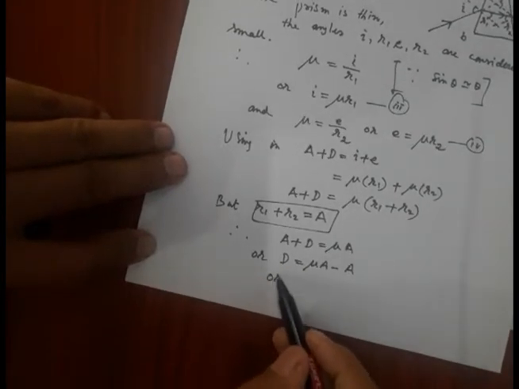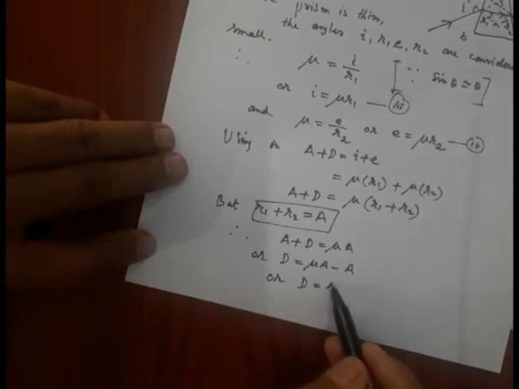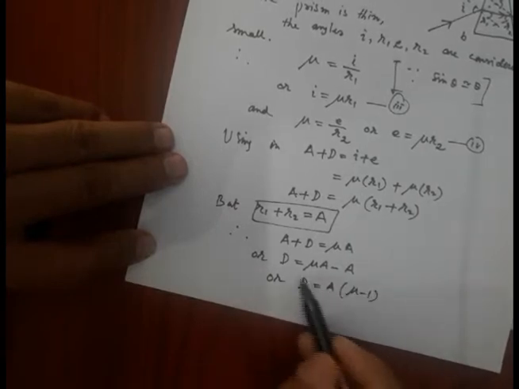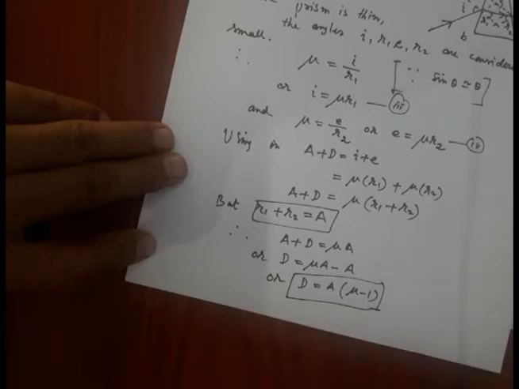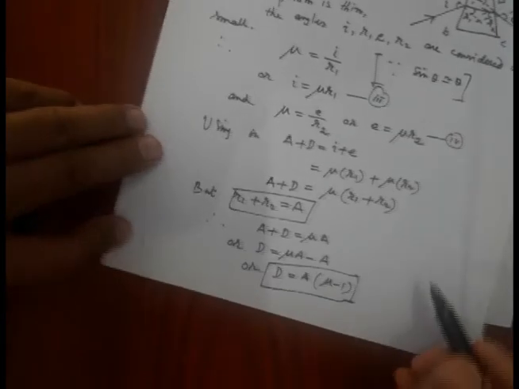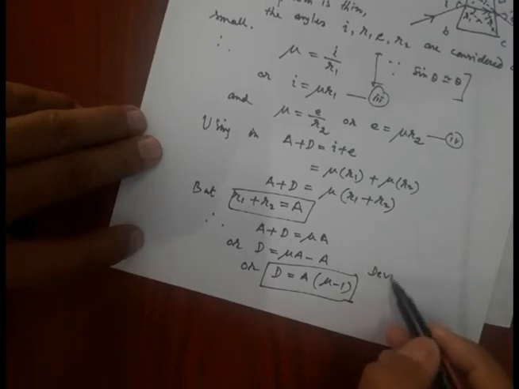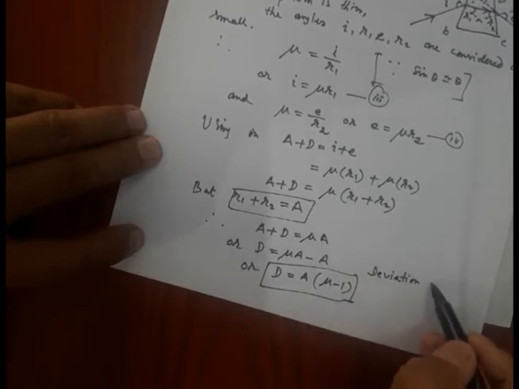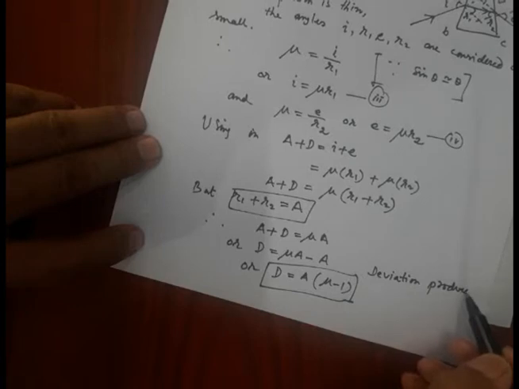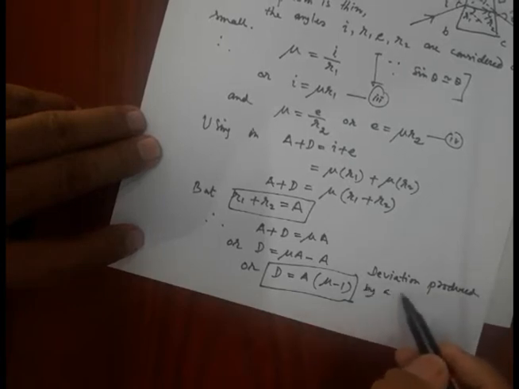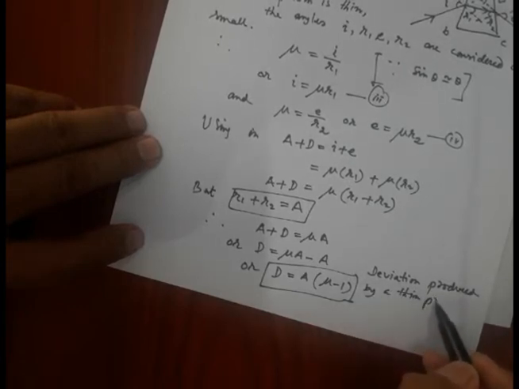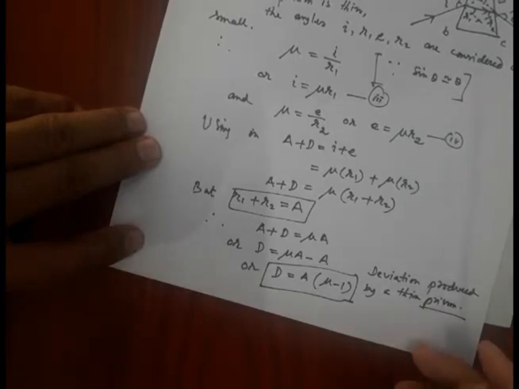So this will give you deviation D is equal to A (mu minus 1). And this formula is what we call the thin prism formula, or simply the deviation produced by a thin prism.